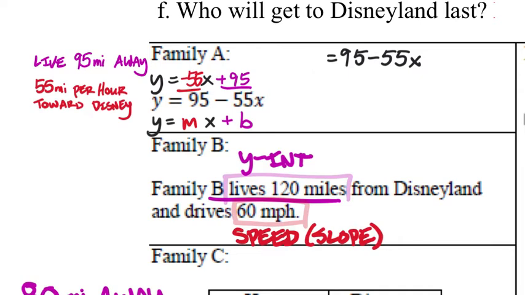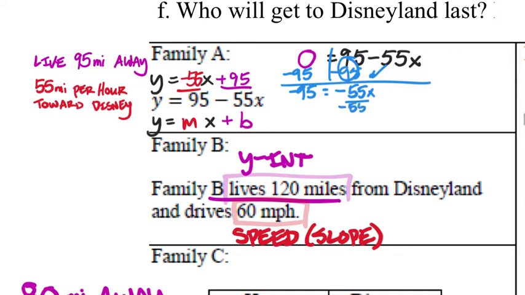Okay, so distance is y. So I replace that with 0. All I've got to do is solve this equation. That's it. And this will tell me how long it's going to take family A to get to Disneyland. So my principles of equality here: subtract 95, negative 95, and that zeroes out. And we're left with negative 55x. Then I'll divide both sides by negative 55.